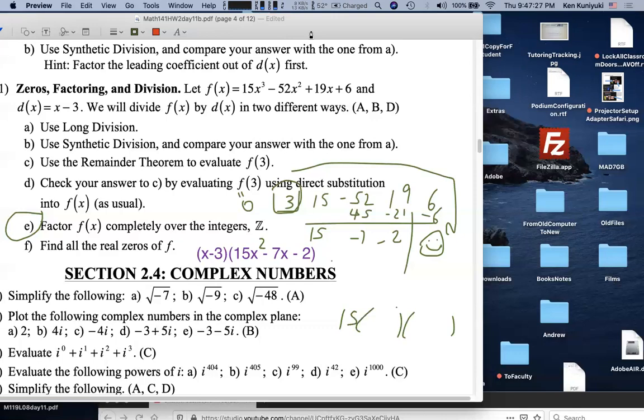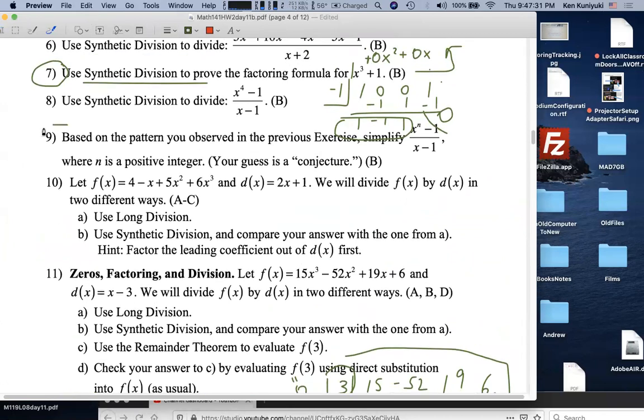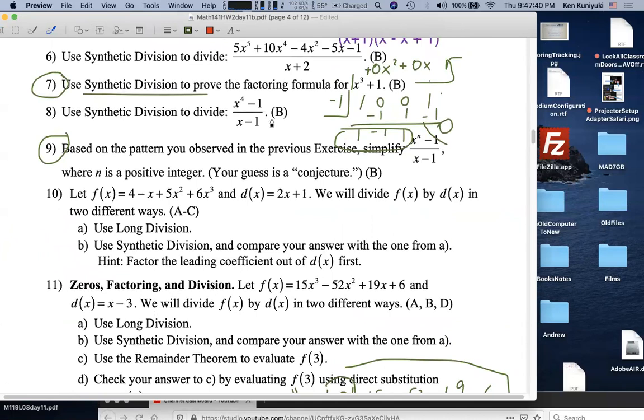Number 9, 2.3. The pattern here, you're extending from number 8. Based on the pattern you observed in the previous example, do this. All right, so first of all, it helps to do number 8, right?